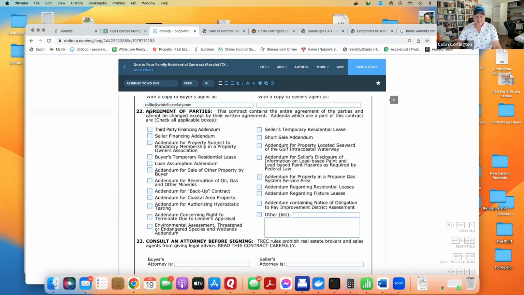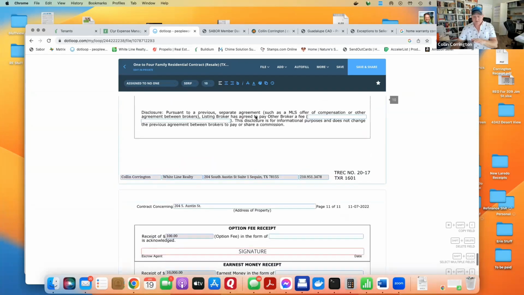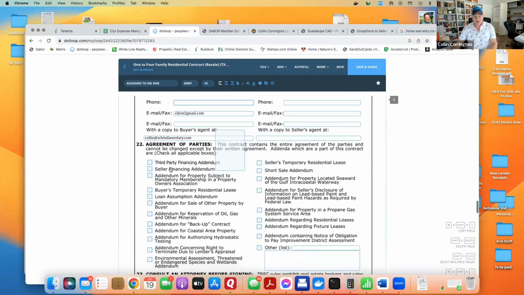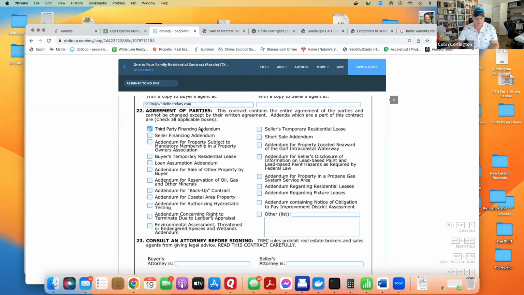This next section, guys, I really want to define what the word addendum means. Addendum means we're adding something to this contract. This contract is 11 pages long. When you check one of these boxes, such as the third party, which we're going to talk about in just a second, I've just made it 13 pages long. So we're adding to the contract, and that way everybody knows why we're doing this.